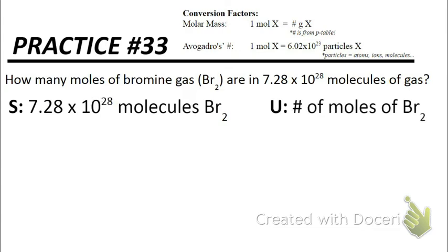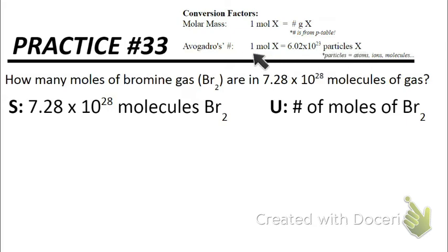Now we need to pick out a conversion factor. Remember, the conversion factor needs to contain the unit molecules and moles if we are going to use it. So let's look at what we have available. We have the molar mass, which goes from moles to grams, or grams to moles. And we have Avogadro's number, which goes from moles to particles, or particles to moles. Now, neither of those sound like they go to molecules, but remember, particles can be atoms, ions, or molecules. So replace that in your head. 1 mole to particles, or 1 mole to molecules. We are trying to go from molecules to moles. Avogadro's number is exactly what we're looking for.